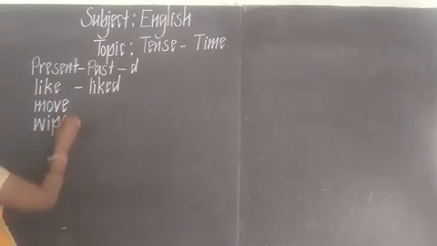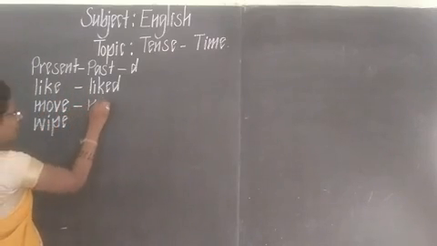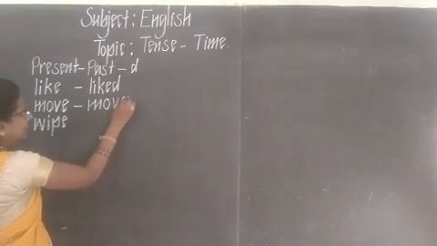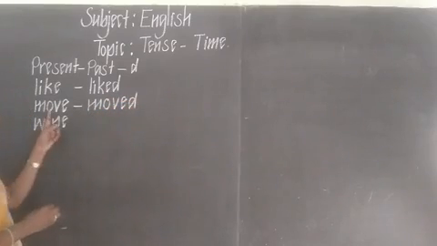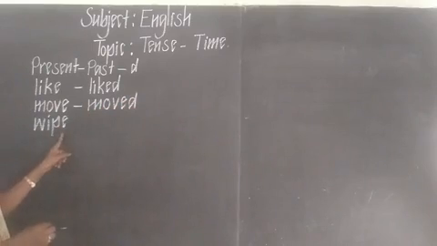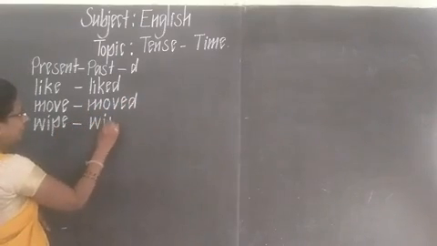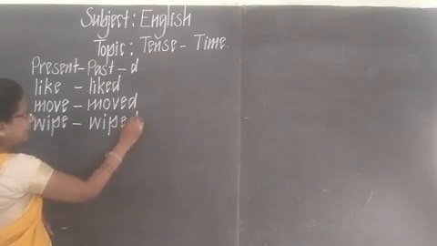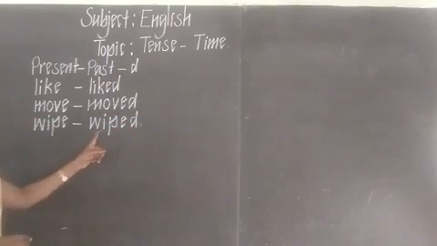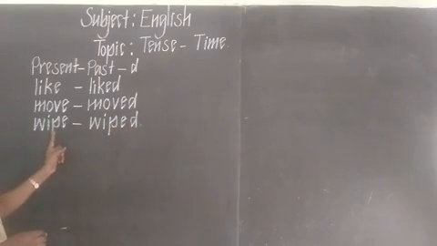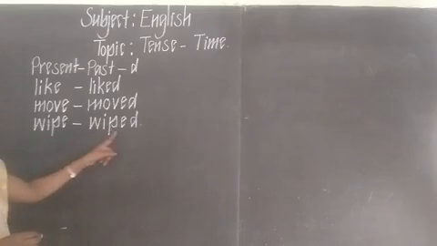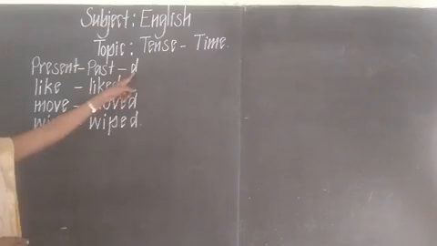Next, move. Moved. M-O-V-E-D. Moved. Likewise, wipe. W-I-P-E-D. Wiped. These are some verbs changed from simple present to simple past by adding D.